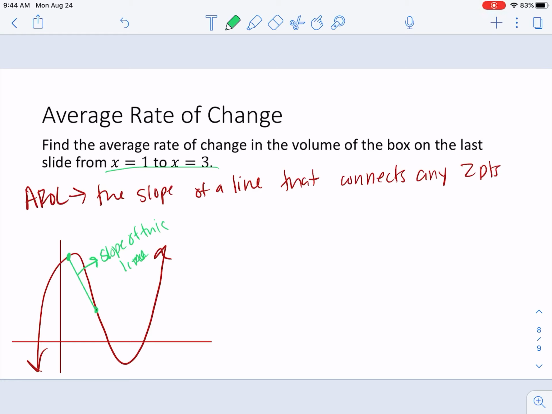Some things you need to know is that if your average rate of change is positive, then guess what? It's predominantly increasing. Or we could say on average, because it's the average rate of change. Which means that if your average rate of change is negative, on average, it is decreasing.